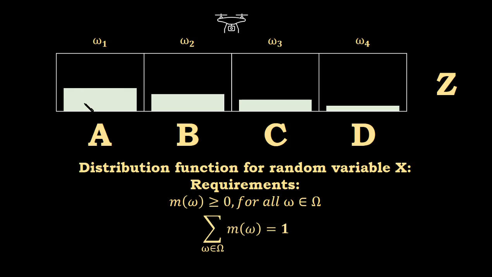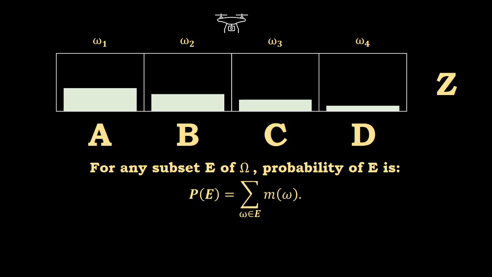So when we add the probability in the function m of omega 1, plus the probability for omega 2, plus the probability for omega 3, plus the probability for omega 4, that must be 1. For any subset E, and E we use to refer to events of big omega, the probability of E equals the sum, for all omegas that belong to that E, of the function m of those omegas.